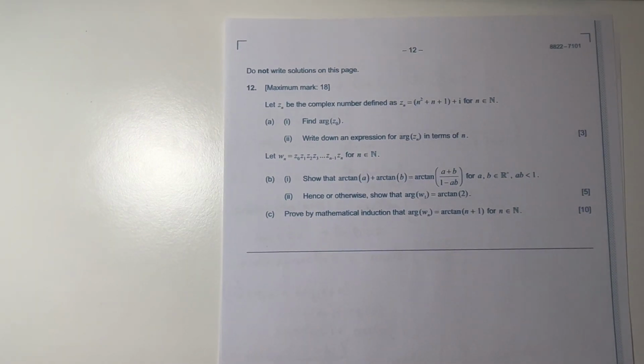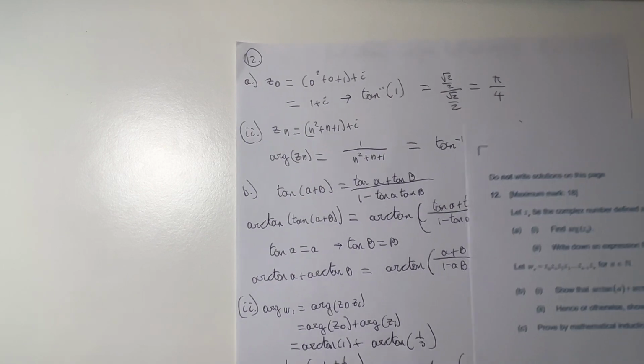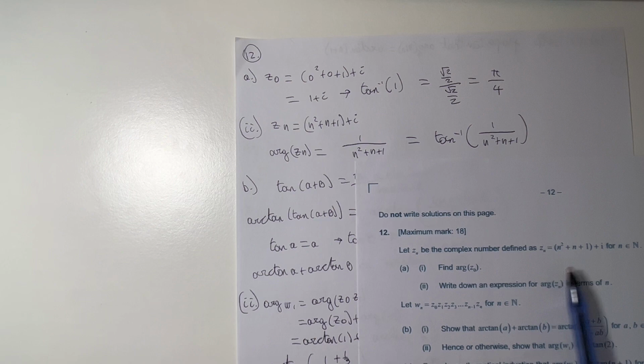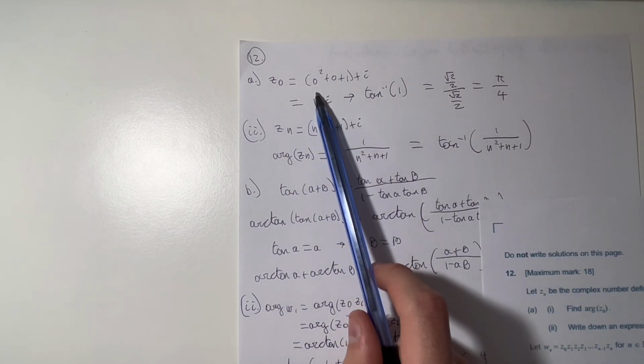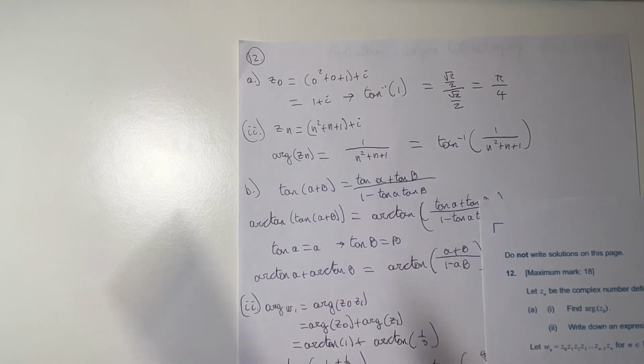Question 12. In this question, we are given a complex number defined by Zn, and it is given to be n squared plus n plus 1 plus i. In part A, they're first of all asking us to find the argument of Z0. To do this, I'm simply going to plug in 0 into all the n's that are given. That's what I did here. It becomes 0 squared plus 0 plus 1 plus i, and this simply becomes 1 plus i.